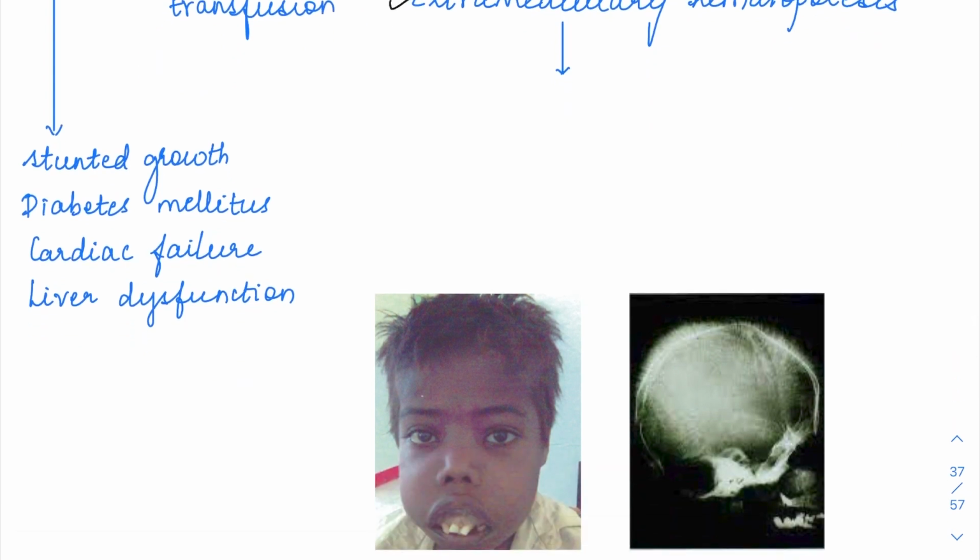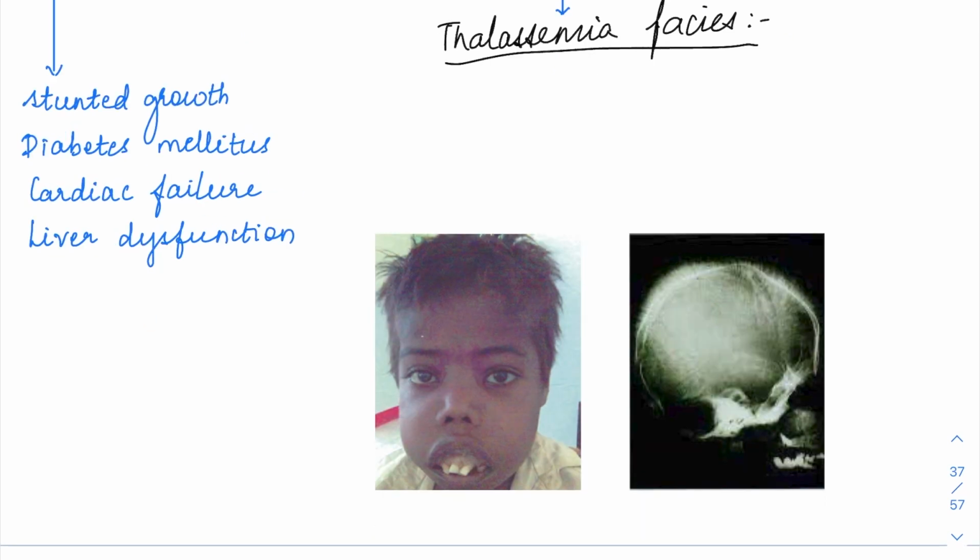So because of this, it gives the characteristic appearance in thalassemia babies called thalassemia facies. So what is thalassemia facies? If you see, this is the characteristic image here, this baby. They are going to have frontal bossing.